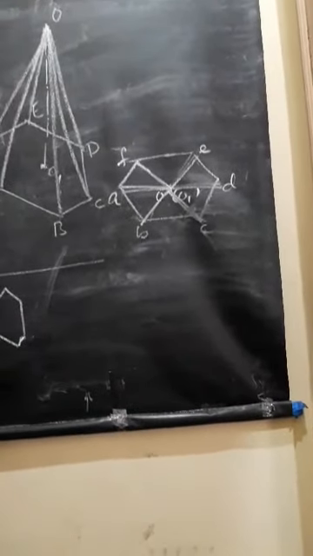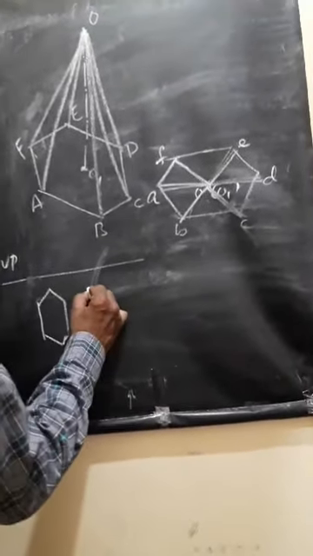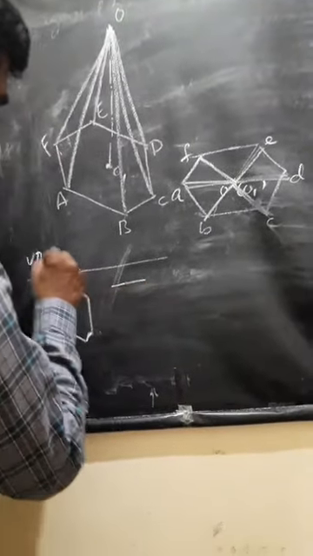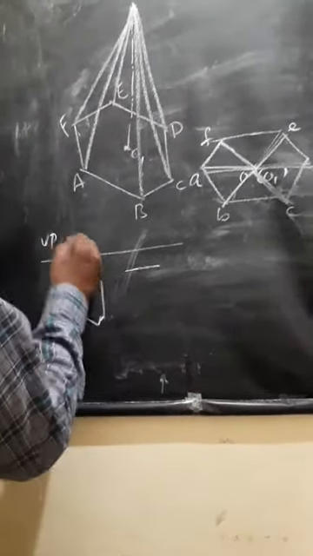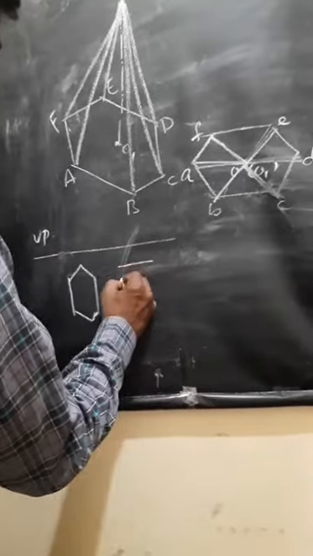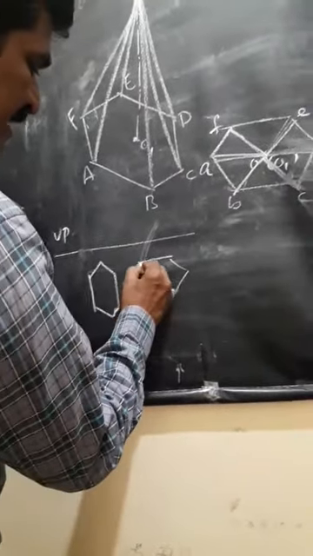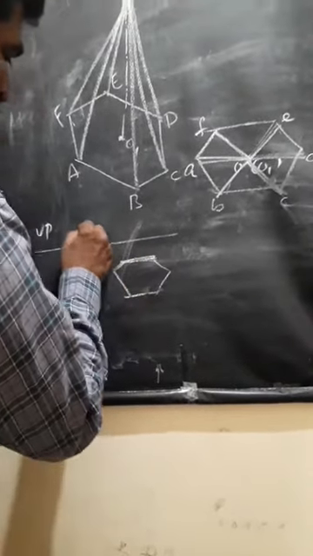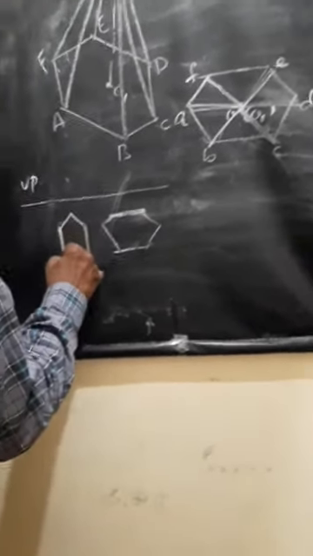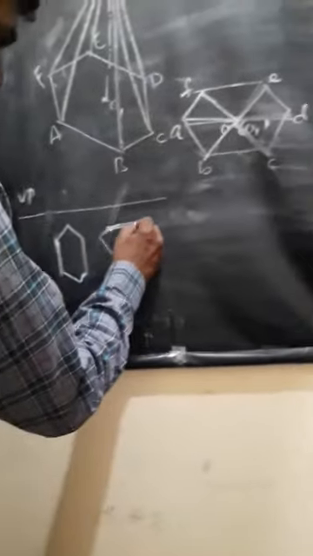Suppose the base edge is parallel to VP. Then you draw the line parallel to VP. So this line is parallel to VP. Draw first one line parallel to VP, then construct the given polygon. This indicates one base edge is parallel to VP. This should always be drawn on the left hand side, near to VP. This indicates one base edge is perpendicular to VP.